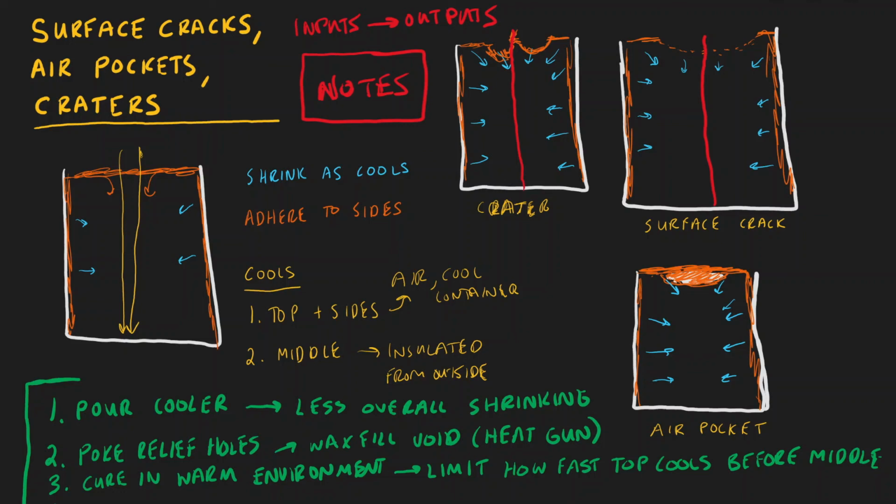But otherwise, this is kind of the theory. There's nothing harmful about a surface crack, but air pockets and craters can really disrupt the way your candle burns, and in some cases cause the candle to be relatively unsafe. Now, don't be fooled by a smooth top every time. Make sure that your process is outputting good candles without any of these issues.